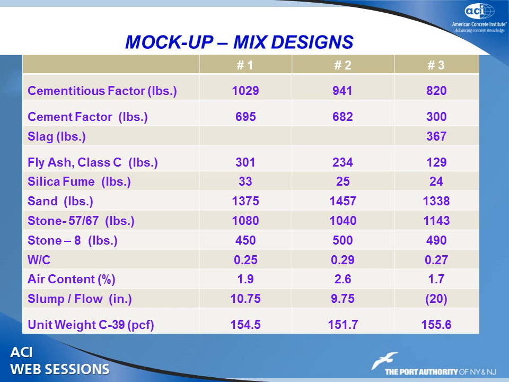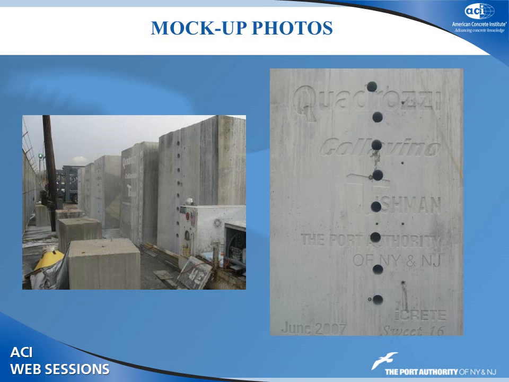Here we had a total cementitious of just over 1,000, about 700 pounds of cement, and this one here, total cementitious 820 and 300 pounds of cement. And here's what we did. We actually cast these blocks. They were 6 feet by 8 feet by 10 feet, and we put thermocouples in them, and we measured the temperature of the concrete.